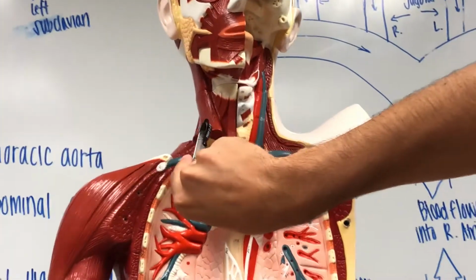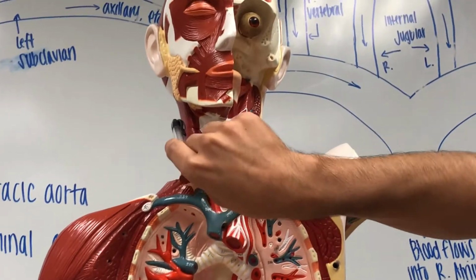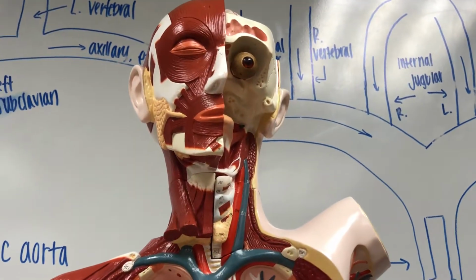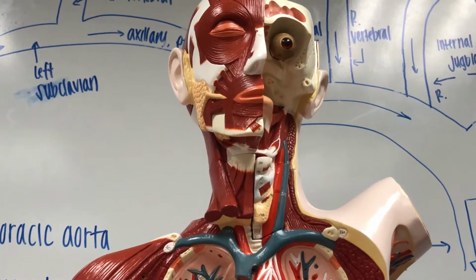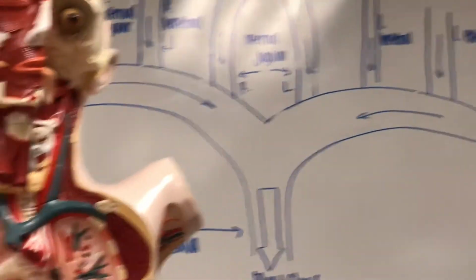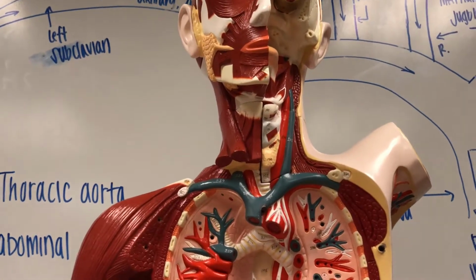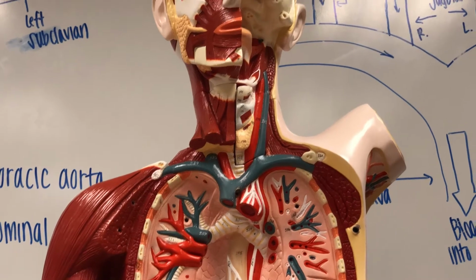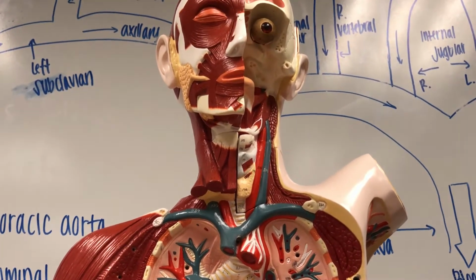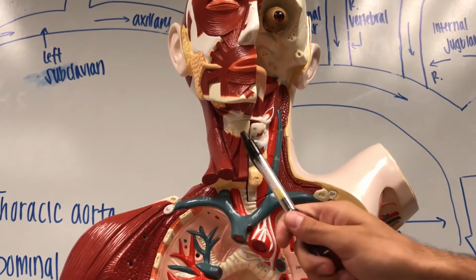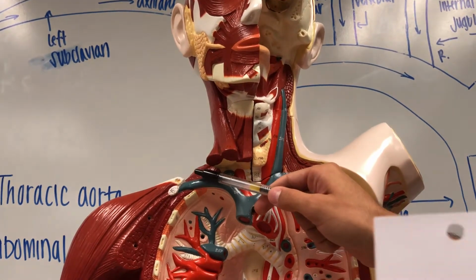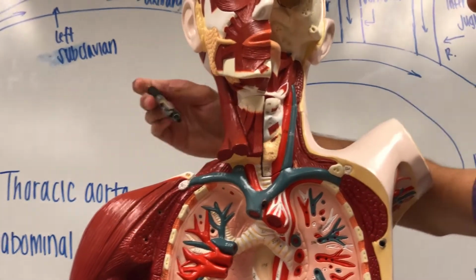Now we're going up the common carotid. What will it split into? Internal, external. Internal will go into the skull, through the brain. External will stay on the outside and supply blood to the outside of that area. We keep going down the right subclavian. What's going to branch? Right subclavian artery.